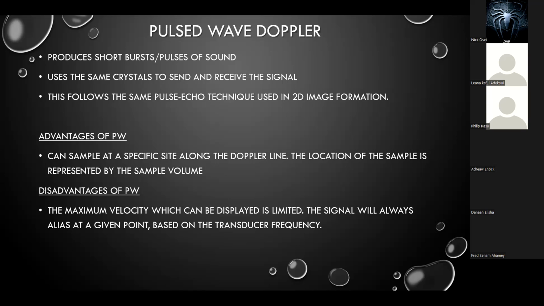Usually when we are doing 2D images, that is when we use this technique. It can sample at a specific site along the Doppler line. So with this one, you can carefully isolate various structures that you might want to measure or sample. The disadvantage, however, is that the maximum velocity which can be displayed is limited. The signal will always alias at a given point based on the transducer frequency.